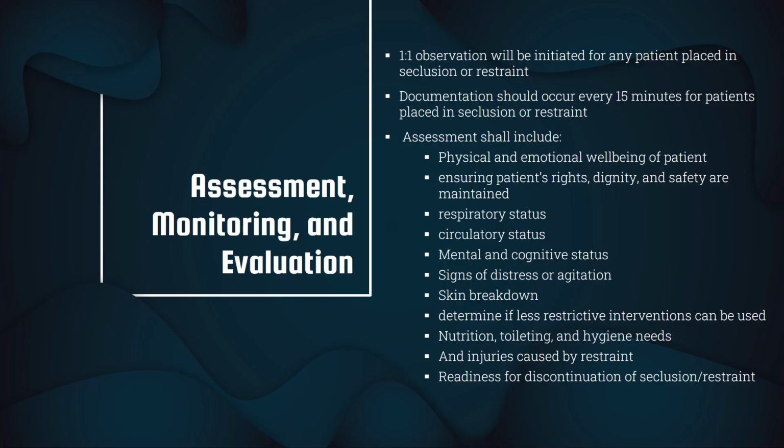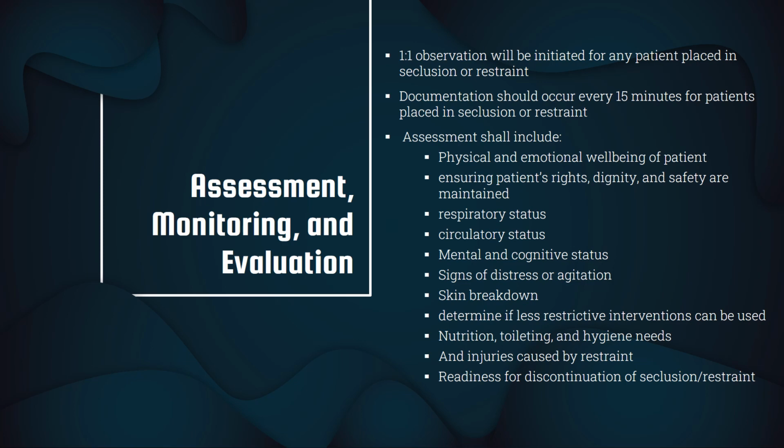A person placed in seclusion or restraint must be monitored at all times on a one-to-one observation. Staff assigned to the one-to-one observation should utilize the seclusion restraint flow sheet and document the patient's condition every 15 minutes on the form. This assessment includes physical and emotional well-being of the patient, ensuring the patient's rights, dignity, and safety are maintained, assessing respiratory status, circulatory status, mental and cognitive status, and any signs of distress or agitation.